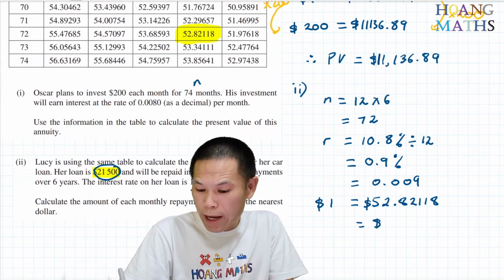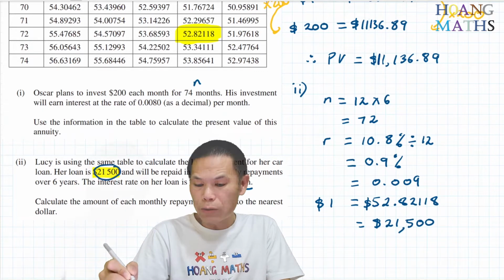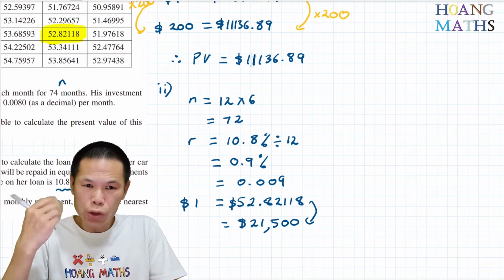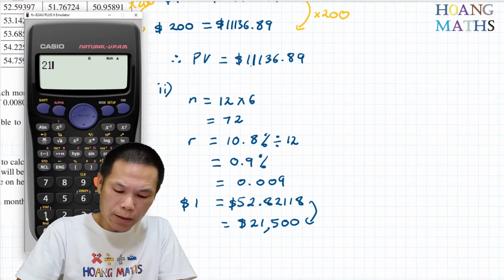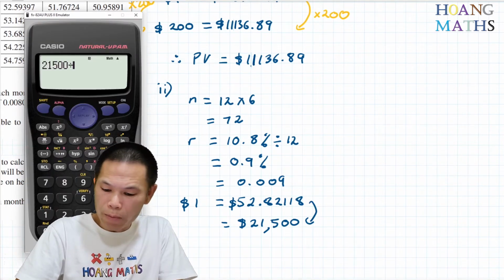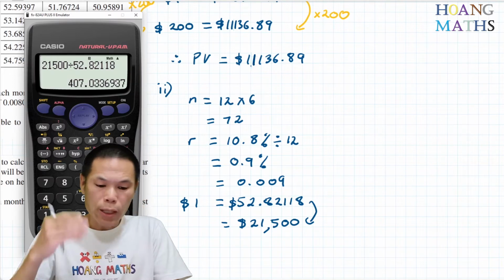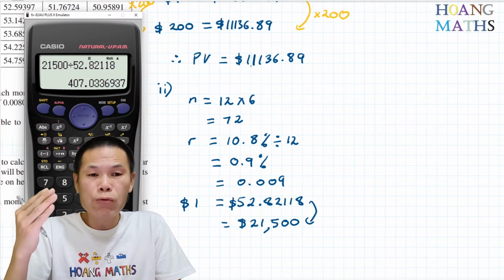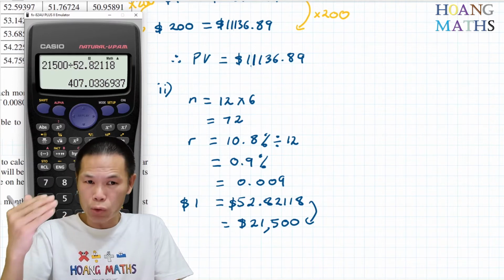So 21,500. So that is the present value. So from here to here, we need to work out how many times. So just use a calculator. I just go 21,500 divided by 52.82118. So that is 407.033 and so on. But because with money, we just round to 2 decimal places.